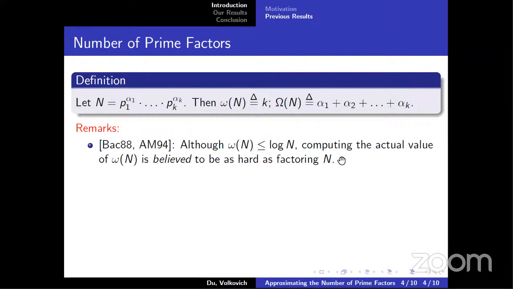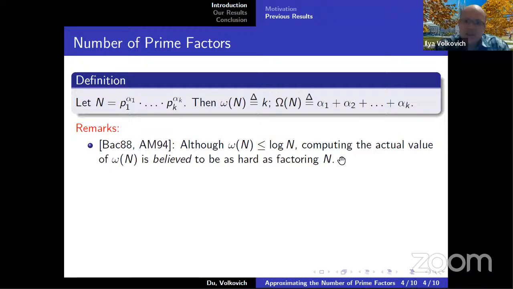I agree with that. I just want to ask, since you directly approach the question of computing omega of n, in some sense, is that evidence that these two problems might have different complexity? That's an interesting thought. This is what we're trying to do, yes.